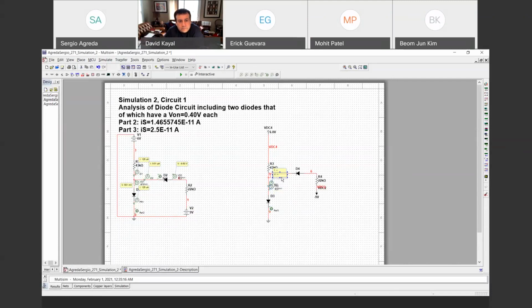How you use these depends on the type of simulation you'll do. I'll get to that a bit later. And we also want to see the current going through this one, and the current going through this one. No, we don't need the voltage here.